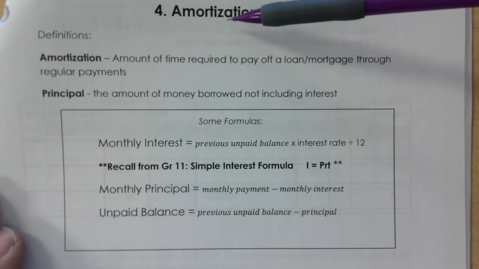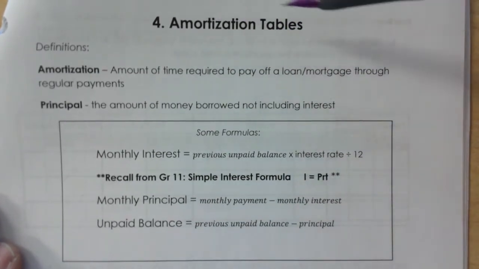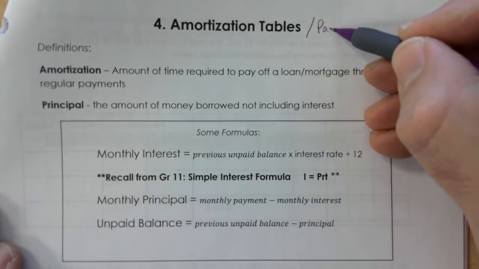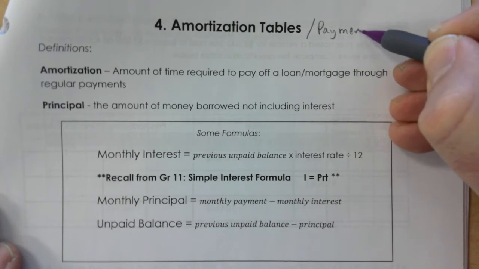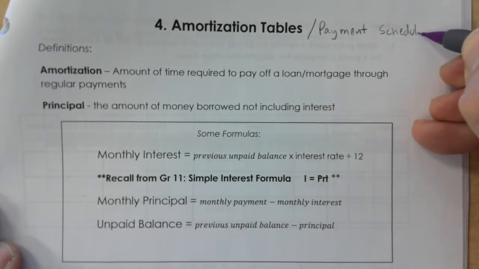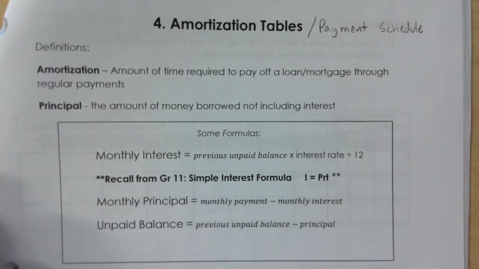Some definitions. I will also tell you that amortization tables are sometimes referred to as payment schedules. Right? A payment schedule tells you exactly, for every payment, how much of that is going to go towards interest and how much is going to go towards the principal. Okay.